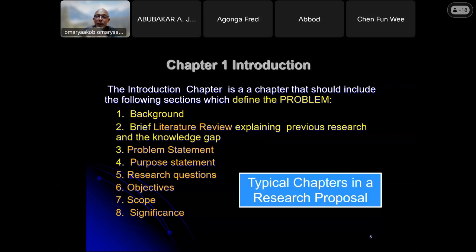Slide objectives. We are going to go into detail on each one of these later, so don't worry. This is only an overview to show what you need to put inside your framework. This is what we are going to cover. This whole set of slides will cover up to significance.